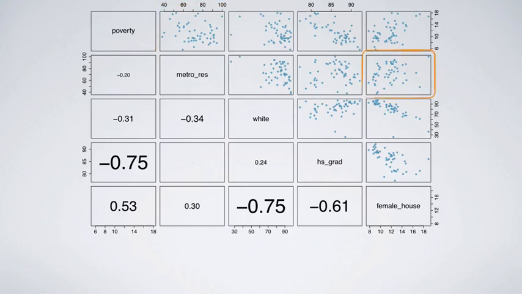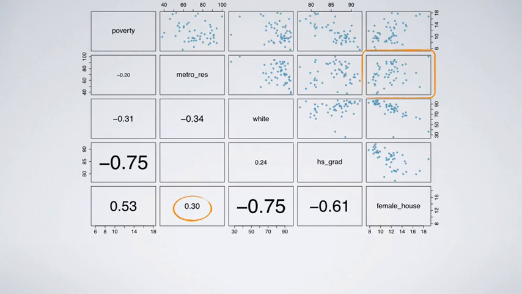Another plot we can take a look at here is in the intersection of metropolitan residents and female householders. So here the y-axis is the percentage of residents living in a metropolitan area and the x-axis is the female householders, and the correlation coefficient between these two variables is on the opposite side of the matrix, 0.30. So we can see scatter plots between each one of the variables that are involved in our data set, as well as the correlation coefficients on the lower half of the matrix.